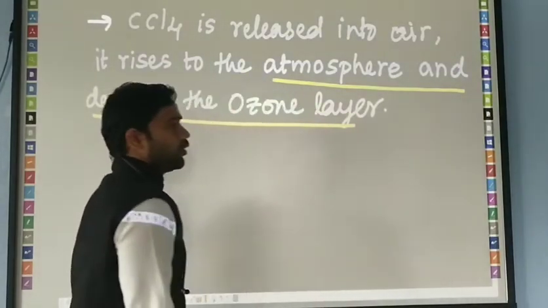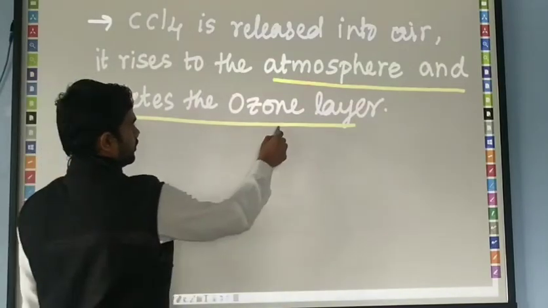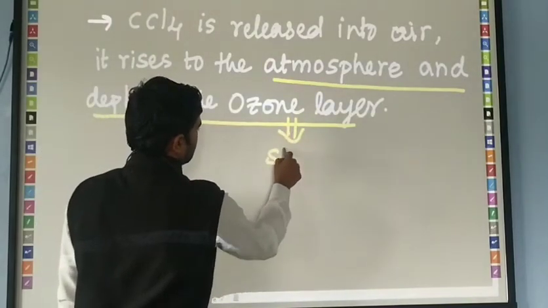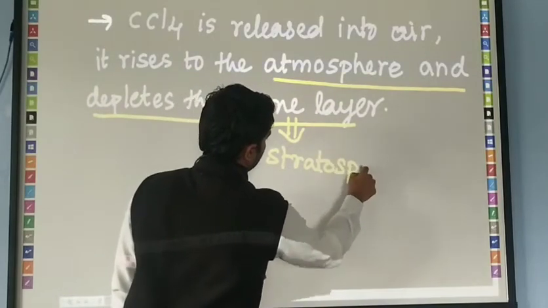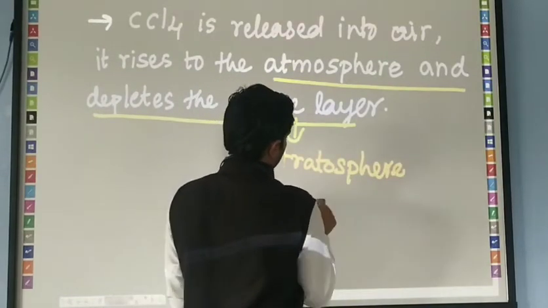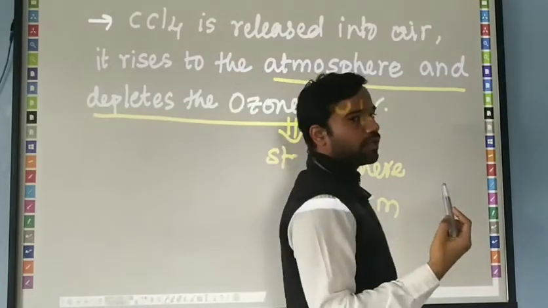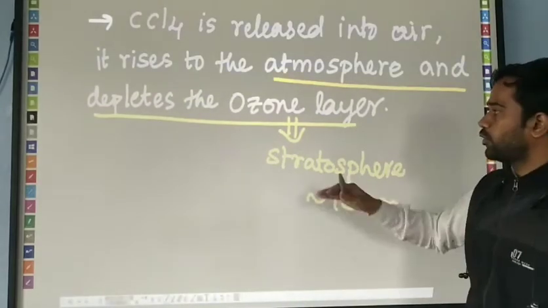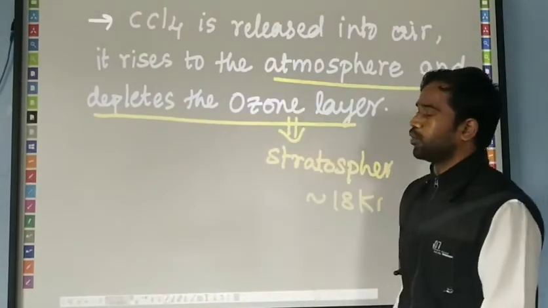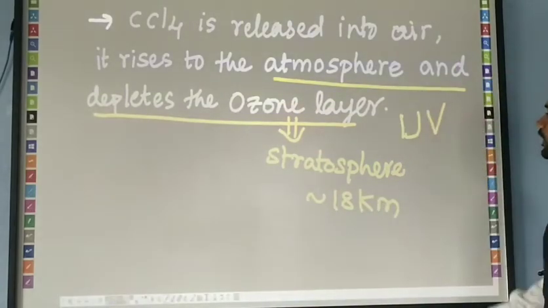I think you heard that the thin layer of gas that is known as the ozone layer is present in the stratosphere, about 18 kilometers above. It is the main sheet which protects the earth from UV radiation.